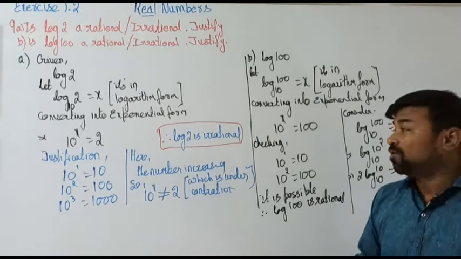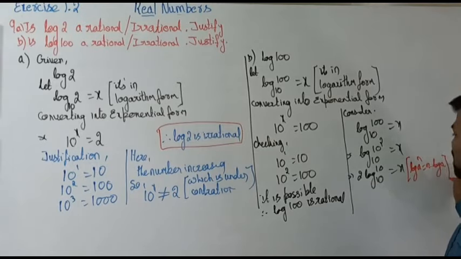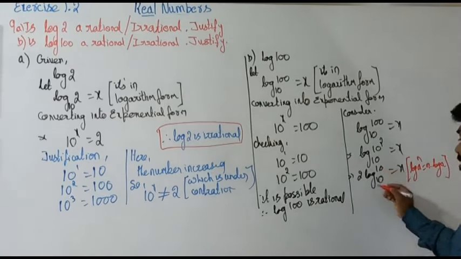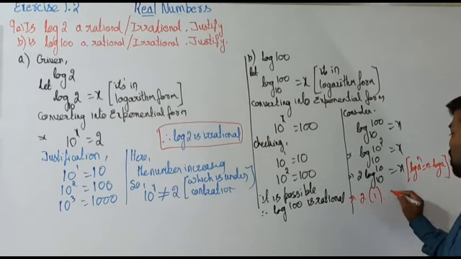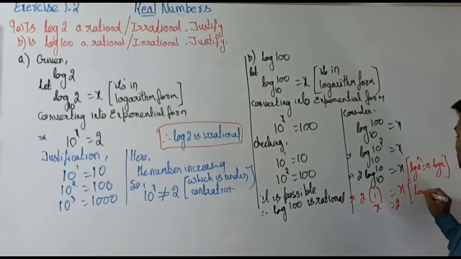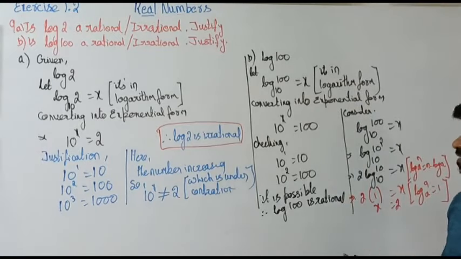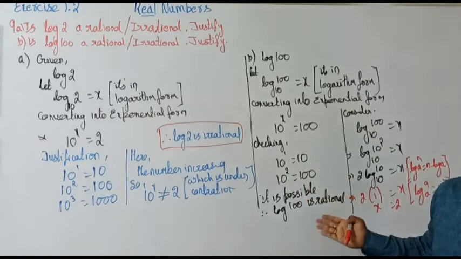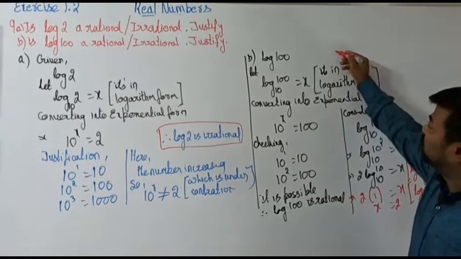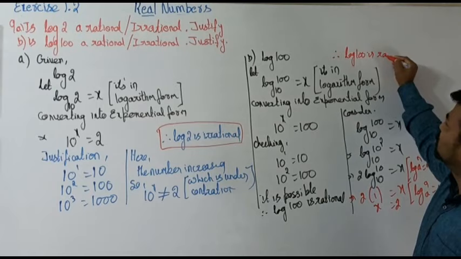What did we do? We have applied the formula: log a to the power n is equal to n into log a. This we have converted. Now you know base 10 to the base 10, so 2 into 1 is equal to x. So x is equal to 2. Here we have used the formula log a to the base a is equal to 1. Now x is equal to 2. We got a value. We can verify in both the ways. Therefore, we can say log 100 is rational.